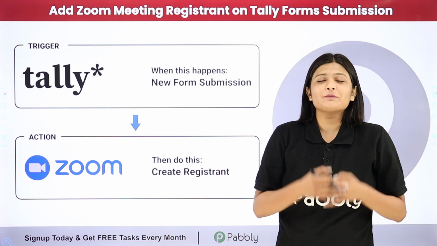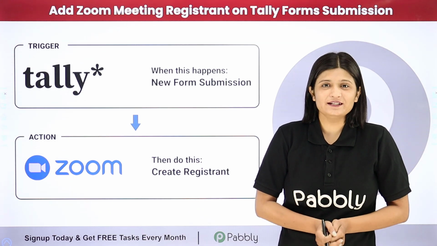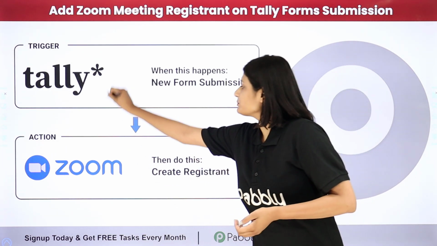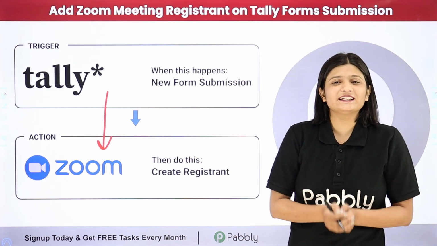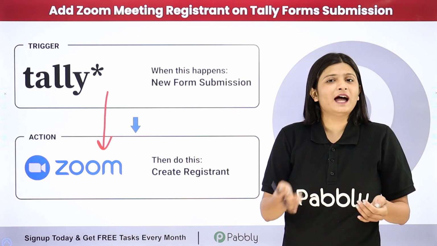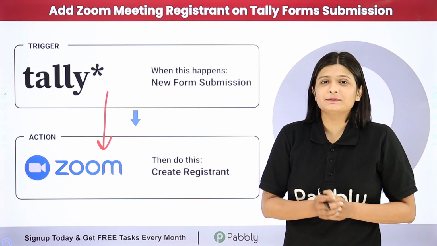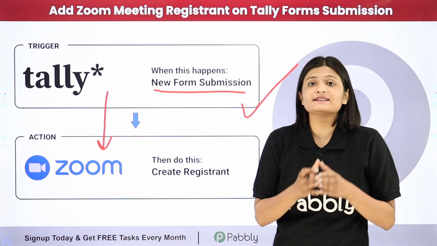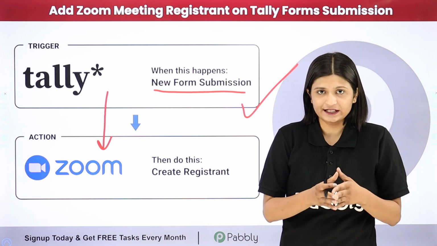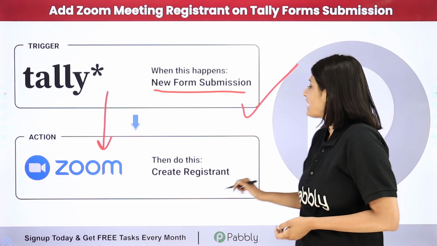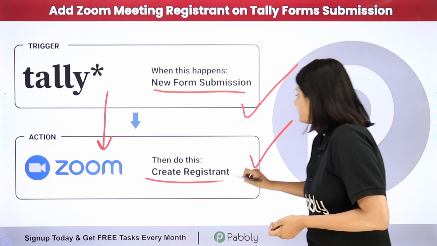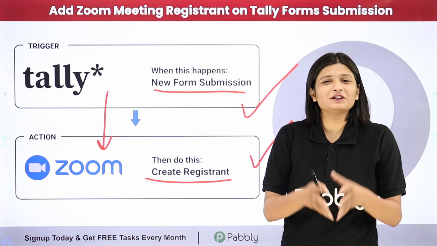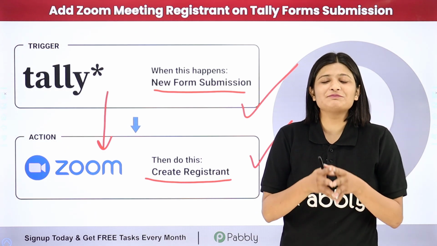Pabbly Connect is an amazing automation and integration software which requires no coding or programming skills. Here I just need to build a connection between Tele and Zoom. Pabbly Connect runs on two principles, which are trigger and action. Here as my trigger application, I am going to take Tele, from where I will receive a new form submission, and then this complete workflow will get triggered. And then in my action application, I am going to take Zoom, where the registrant will be created automatically as soon as the new form submission is received. If you want to learn this amazing automation step by step, then let me take you to my screen.